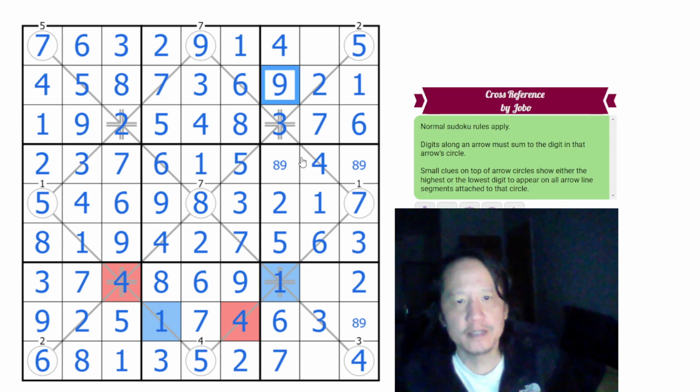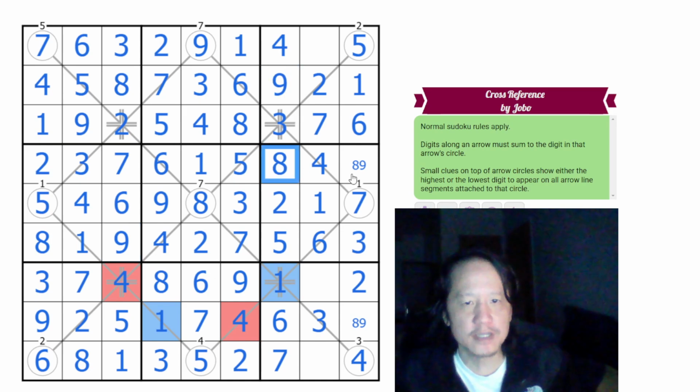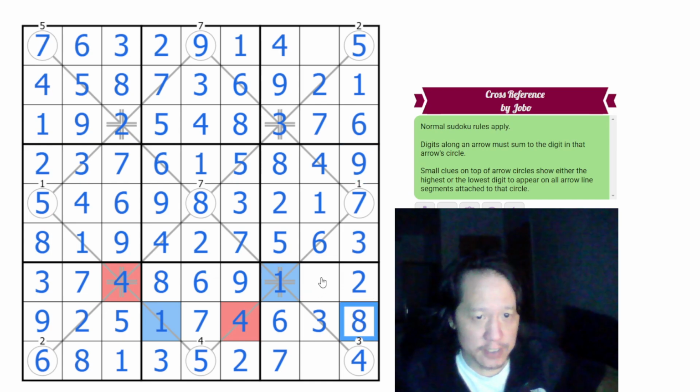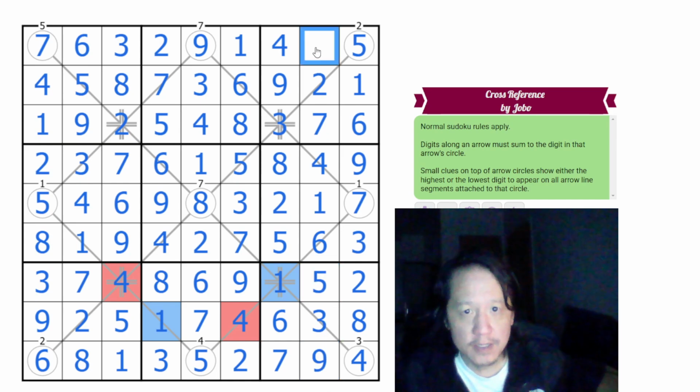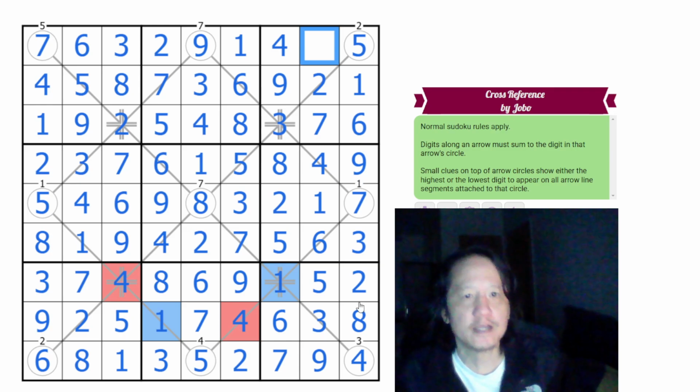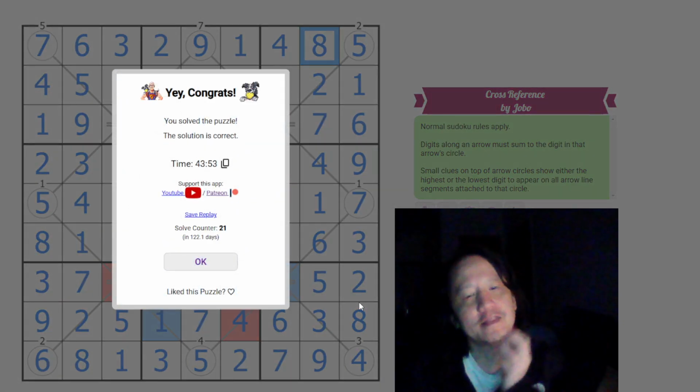This can't be an 8, so that forces this to be 9, which makes that 8, which makes that 9, which makes that 8. The only remaining digits now are 5, and this has to be 9, and therefore this has to be an 8. And that's how you solve it.